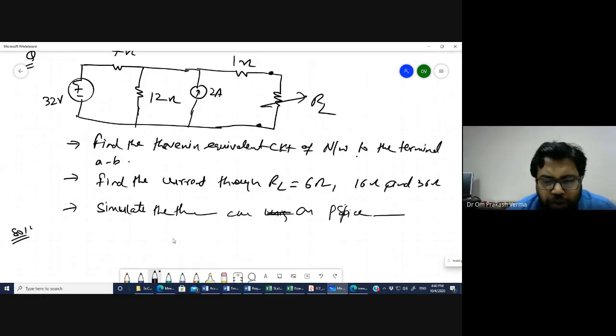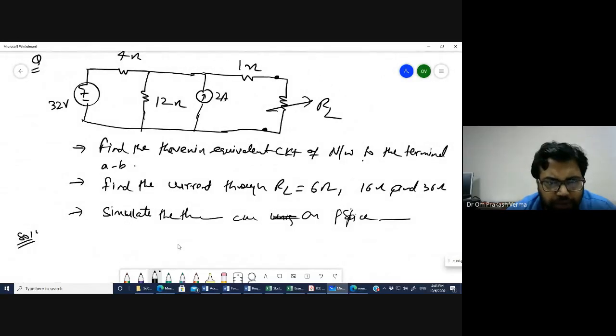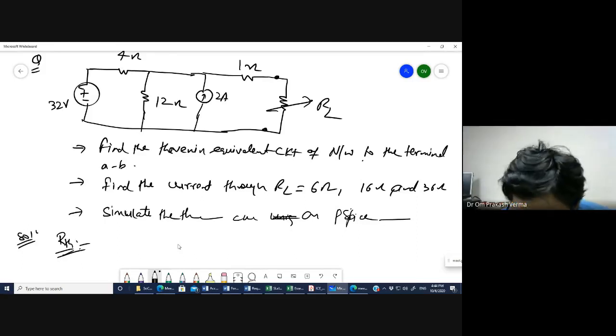What you have to do when you solve the question using the Thevenin theorem? First you want to calculate RTH, because calculation of RTH is somehow easier than the calculation of VTH. So in the exam, if you are not able to calculate, let's say VTH, but you have calculated the RTH, then you get some marks, right? So my suggestion is to first calculate the RTH.